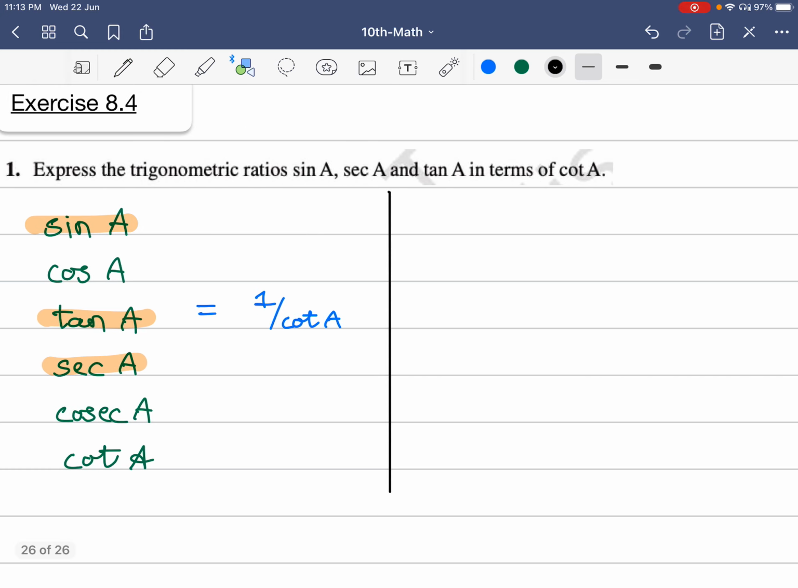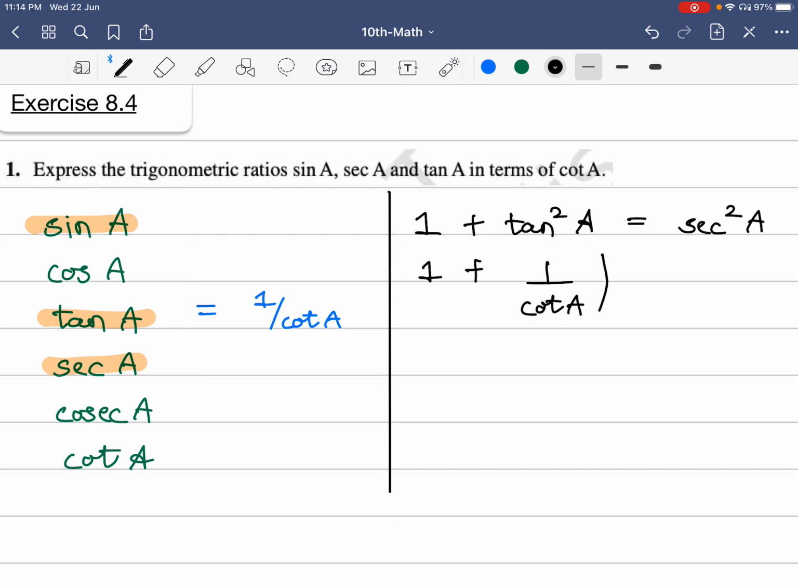Okay. Now we have to use some trigonometric identities to find the relation between sec A and cot of A. Now we have one trigonometric identity for sec A, and that is 1 plus tan square A is equal to sec square A. This is the trigonometric identity, which is a relationship between sec A and tan A. However, tan A can be written in terms of cot A. So I'm going to do that. 1 plus 1 upon cot A, because tan A is 1 upon cot A, the whole squared is equal to sec square A. Okay, so that is going to be 1 plus 1 upon cot square A, that is equal to sec square A.